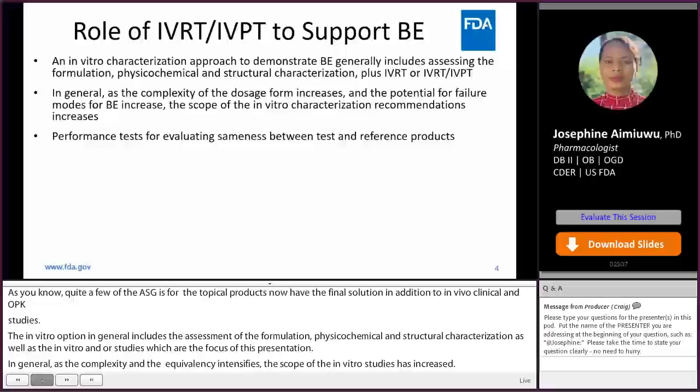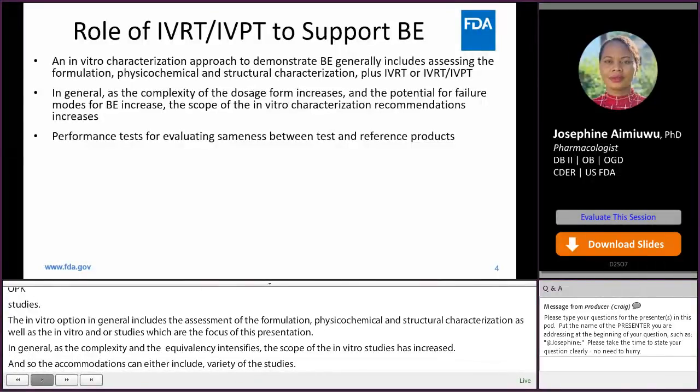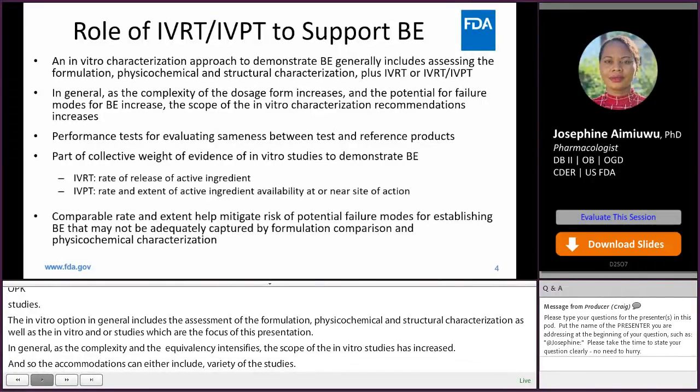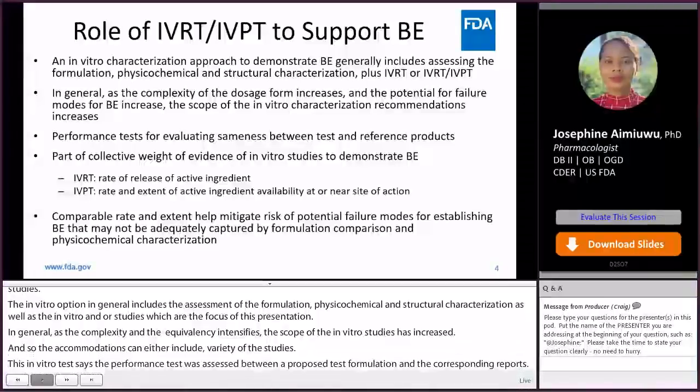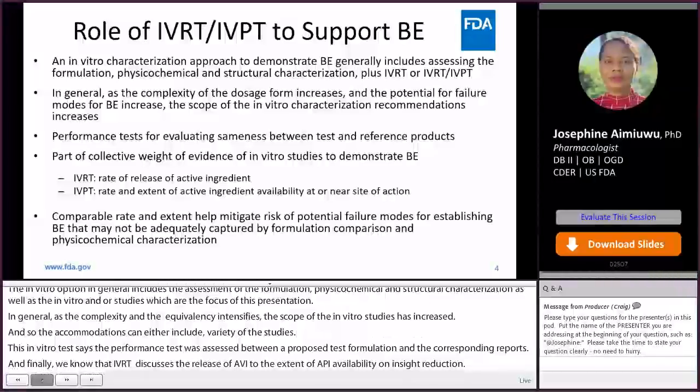These in vitro tests serve as performance tests for assessing sameness between a proposed test formulation and the corresponding reference product. We know that IVRT describes the rate of release of API, while IVPT is the rate and extent of API availability at or near the site of action. This comparable rate and extent can help mitigate risk for potential failure modes for establishing BE that are not adequately captured by formulation comparison and physicochemical characterization.